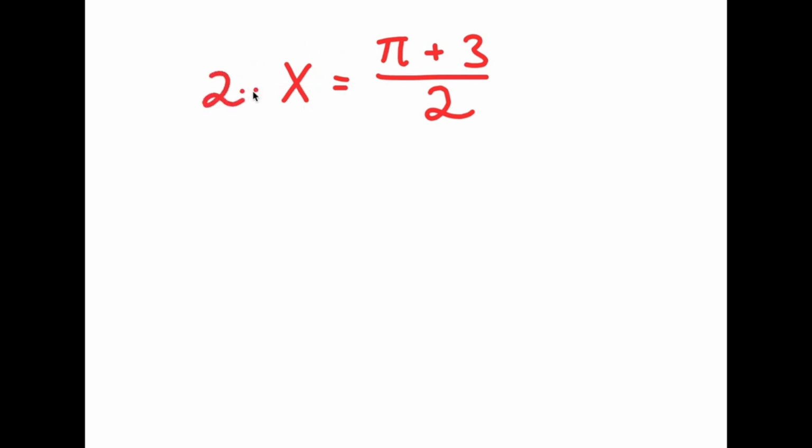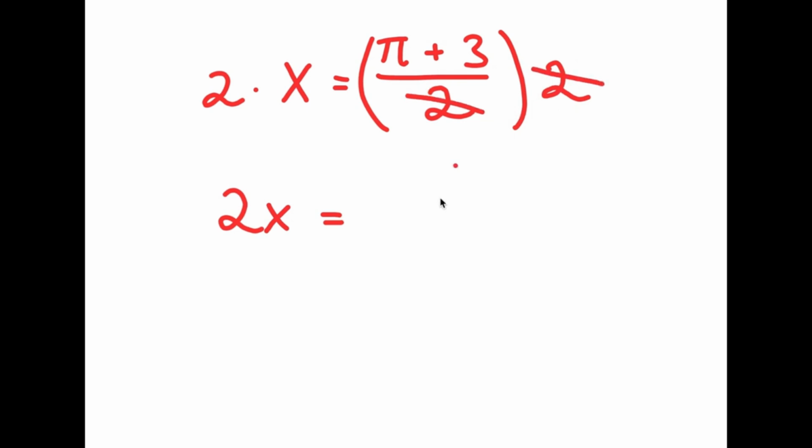What I'm first going to do is start with the statement x is equal to pi plus 3 over 2. All I'm doing is giving a value to a variable, which is completely legal. Now I'm going to multiply both sides by 2. So I get 2 times x is equal to pi plus 3 over 2 times 2. Now, 2 times x is 2x, and these two 2's cancel out. So I get 2x is equal to pi plus 3.